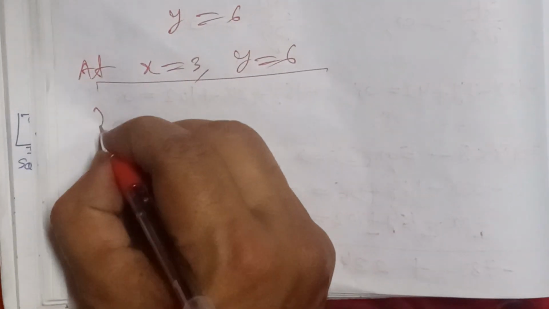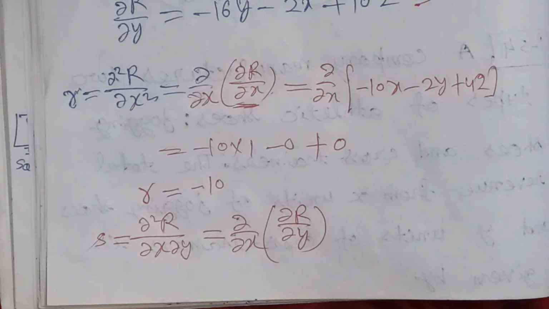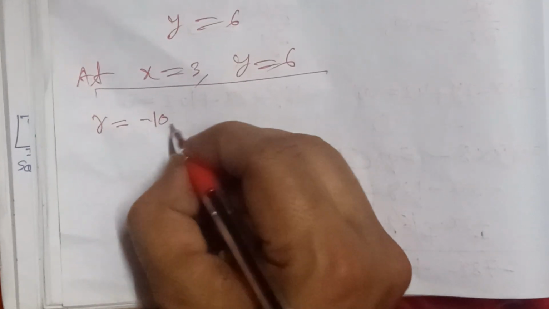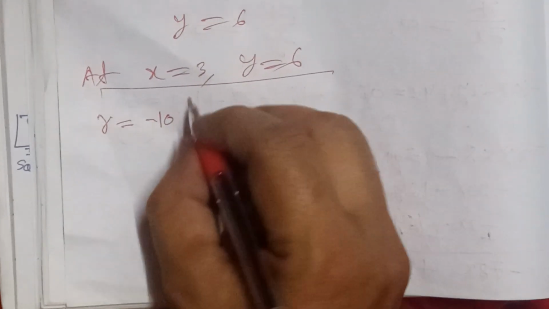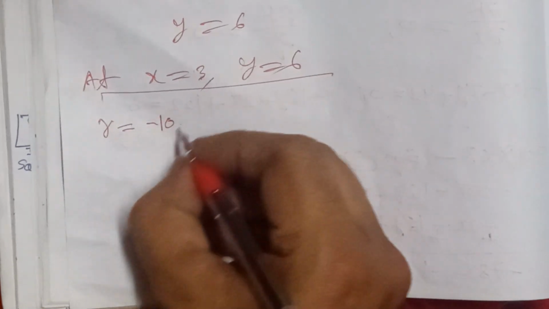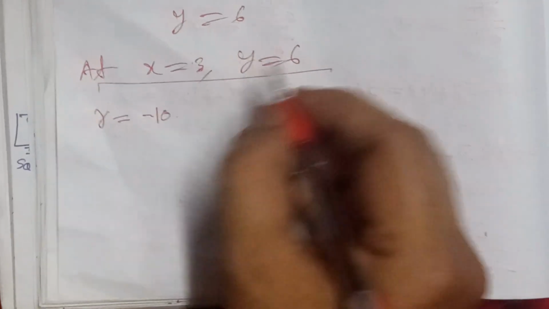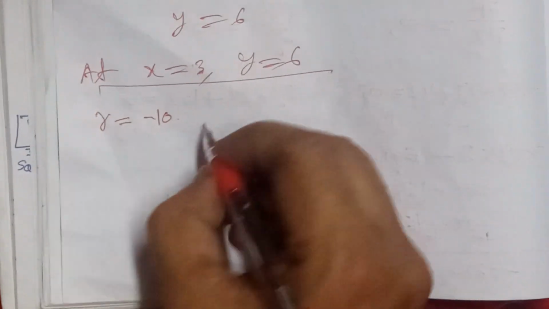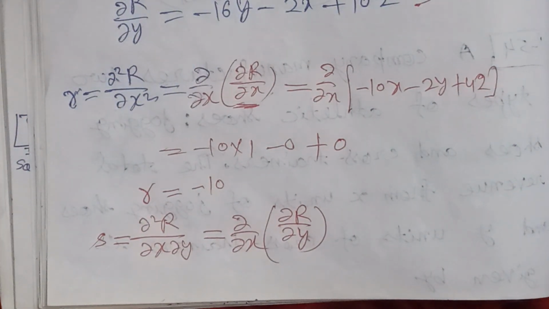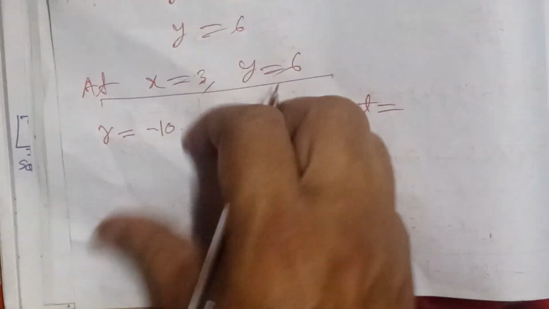The value of r, since the values of r, s and t are constant, there is no change. If it is equal to minus 10xy, we have to put the value of x and y, but here it is a constant, so there is no change on putting the value of x and y. So r remains equal to minus 10. And this argument is also for s and t.